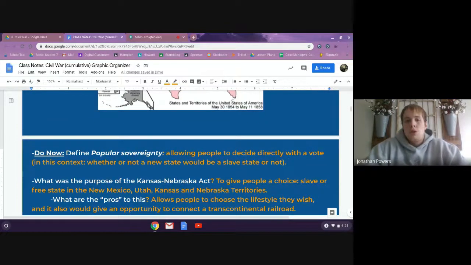So what are the pros to this Kansas-Nebraska Act? First, it allows people to choose the lifestyles in which they would like to live, although quite immoral and unethical. Who is the United States government to say you shouldn't be able to live a certain way?